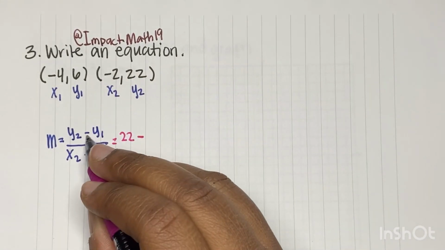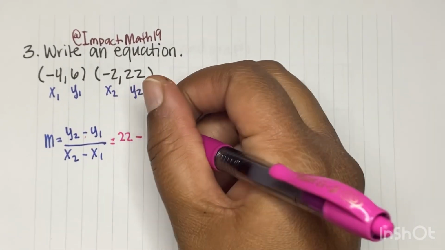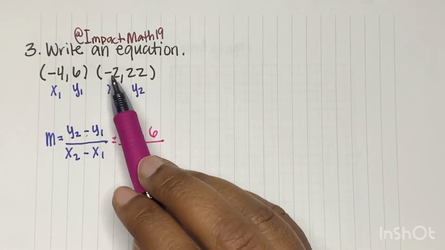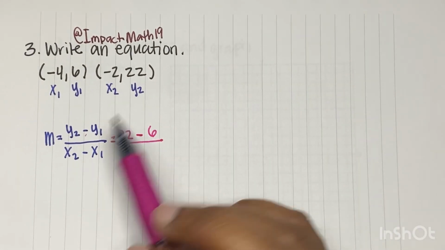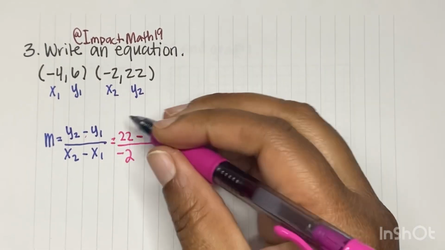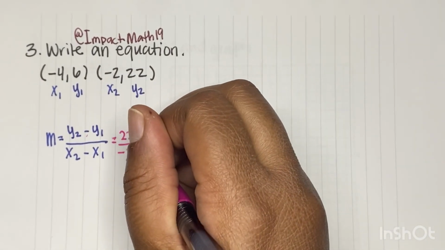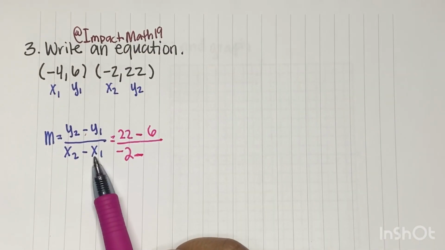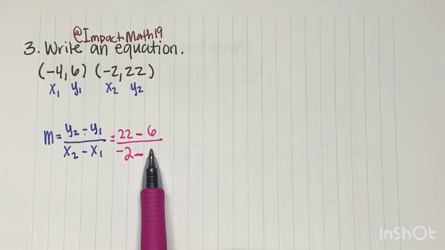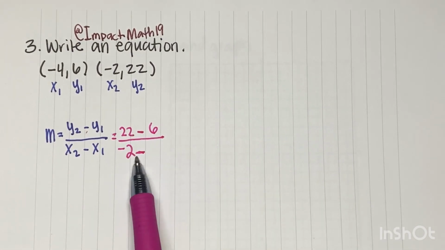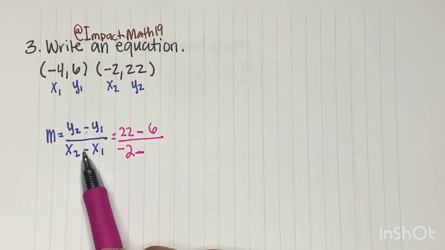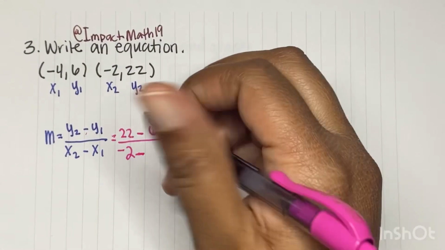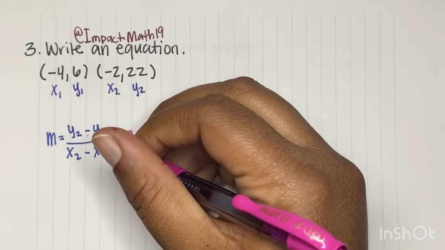minus, from the formula, my y1 is 6. Over my x2, we said was -2. So I'm going to put -2. I'm writing this minus from the formula. And then my x1 is -4. Be careful here. Remember, this minus was from this formula. We have to write -4, which is our x1.